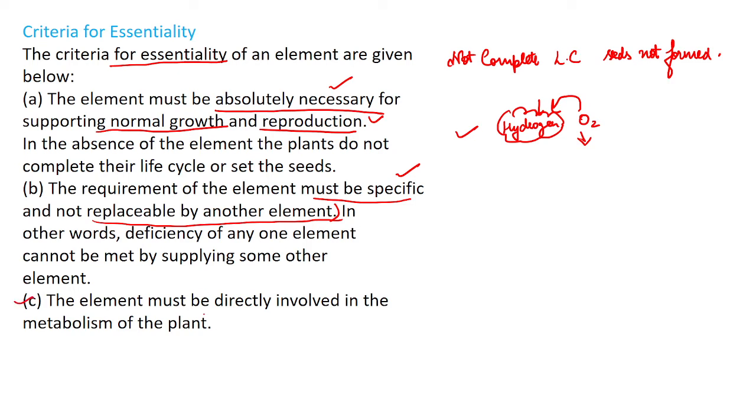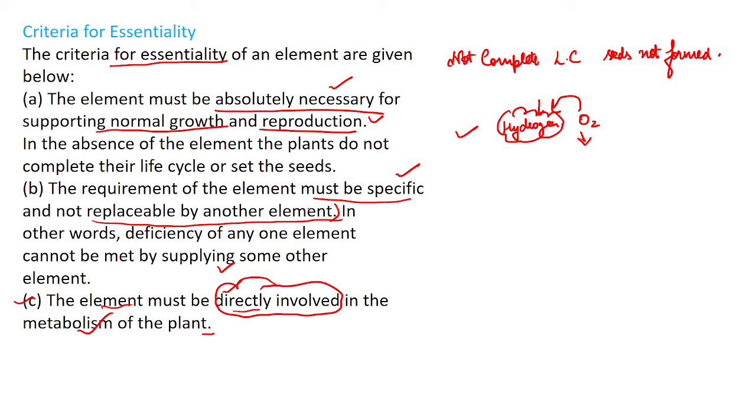Third point, the element must be directly involved in the metabolism of the plant. So in plants, we know reactions are going on. Metabolism means the metabolic, anabolic or catabolic reactions, right? So these reactions are going on in the plants, and if the element is essential, that element must be directly involved in the metabolism. If it is involved in the metabolism, then it is an essential mineral, or we can say an essential element. Fine. So these are the criteria for essentiality.